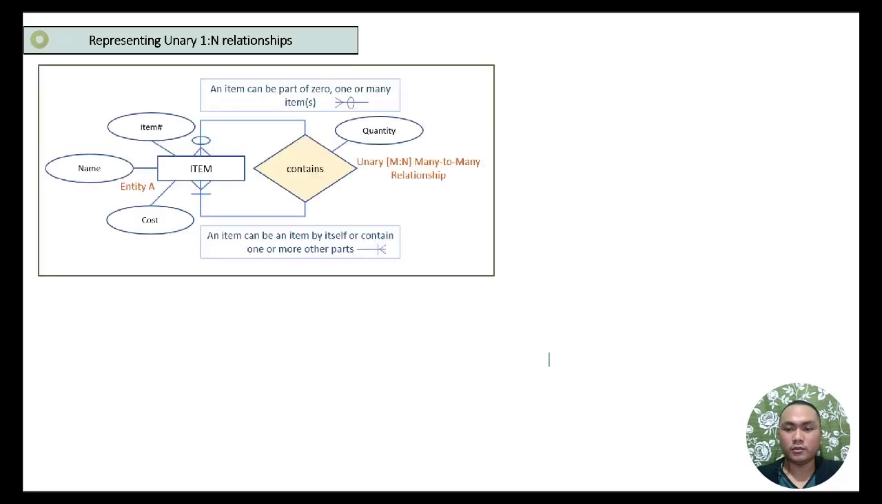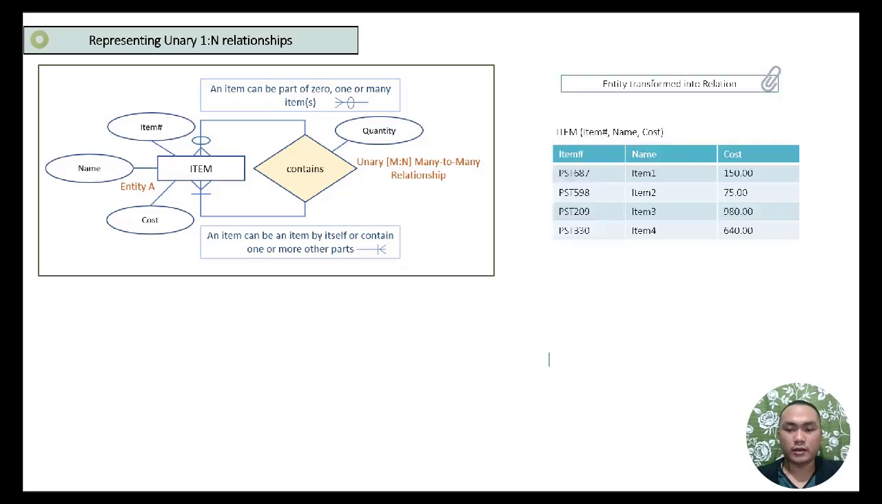In our sample ERD, we have the entity item, which has the many-to-many relationship contains. An item can be an item by itself or contain one or more other parts, and an item can be part of 0, 1, or many items. Let us transform our entity into a relation. Now, let's form our new relation.